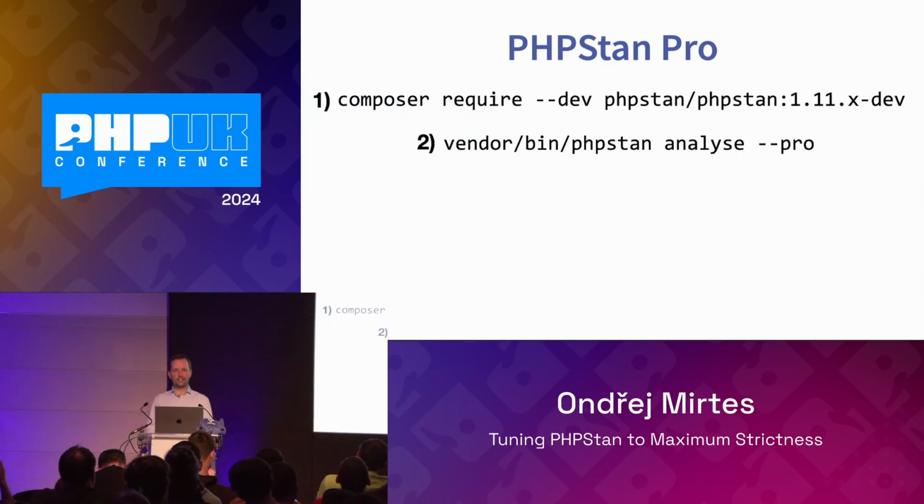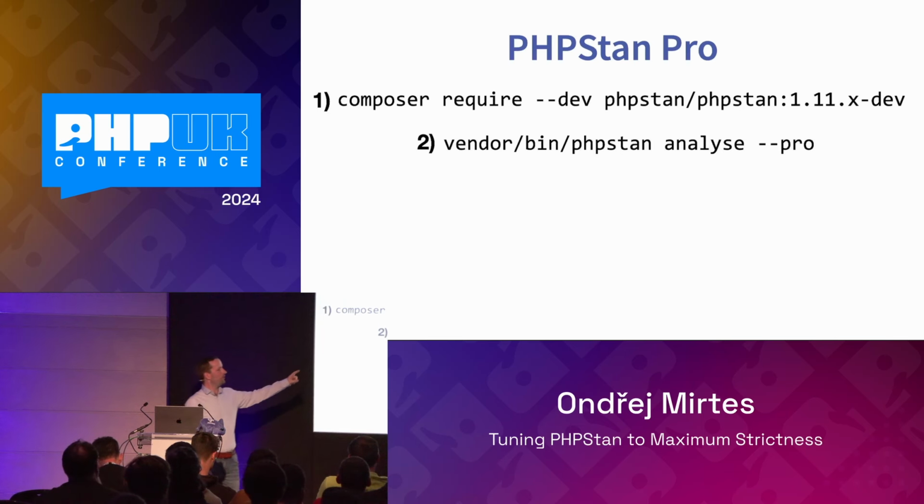You can try this new version of PHPStan Pro if you install the current development version of PHPStan. So you require the development version 1.11.x-dev, and you can launch PHPStan Pro if you just run PHPStan as usual, and you put --pro in there.